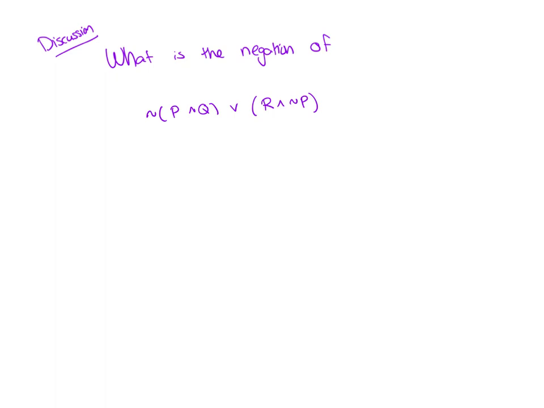As a final question for this little part, I want you to think about the following. So what is the negation of the statement not P and Q or R and not P? So I want you to take this entire statement here and negate that and figure out what that's going to look like in symbols.